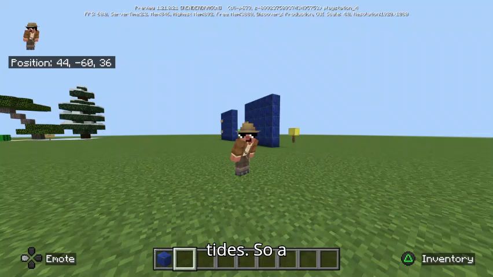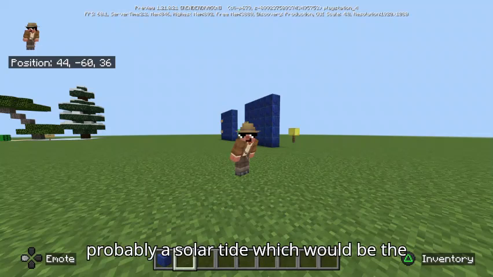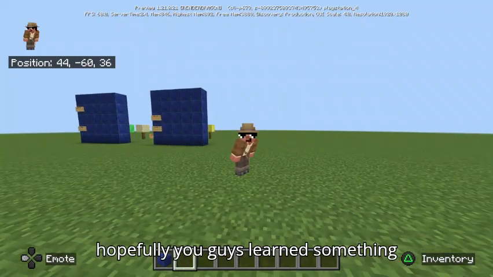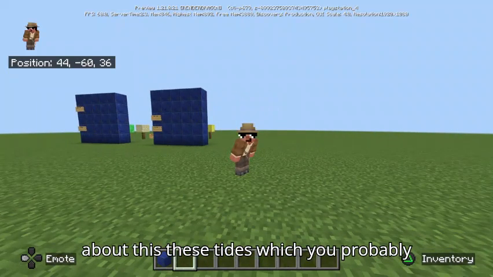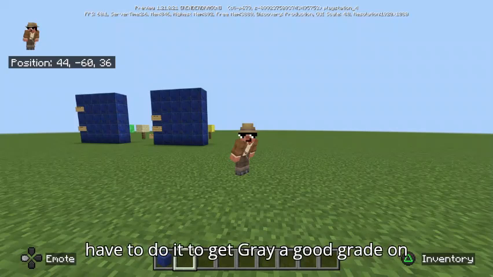So, a lunar tide, which would technically be a spring tide, and the other type of tide, which is probably a solar tide, which would be the neap, tinier tides. And hopefully you guys learned something about these tides, which you probably don't even want to know about, but I had to do it to get a good grade on my science.